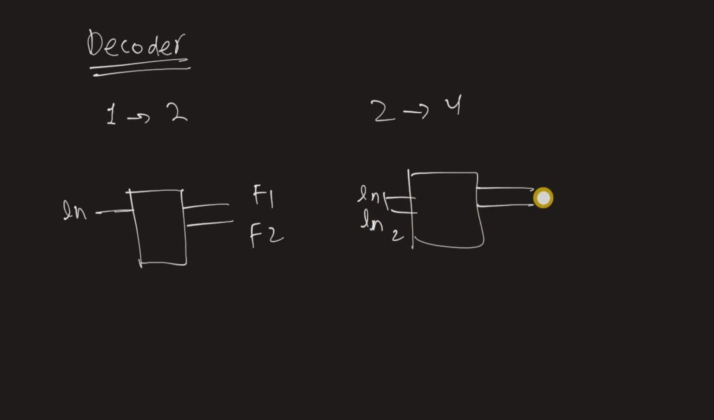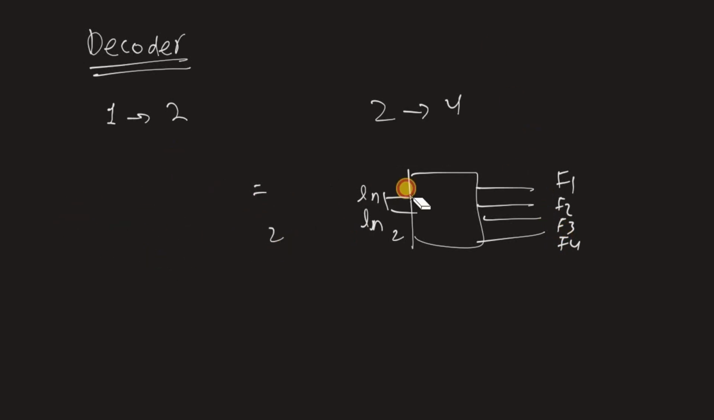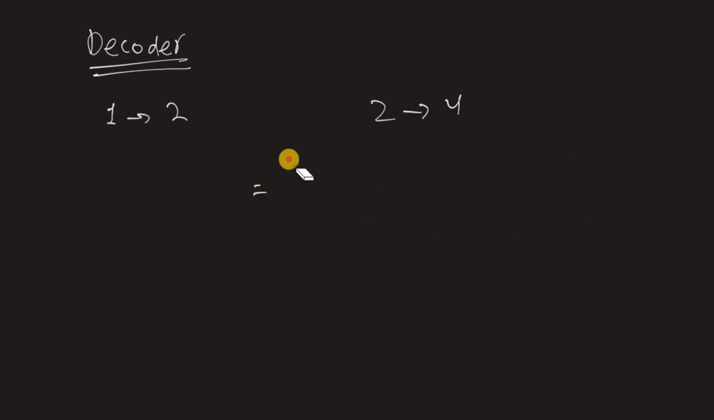So just like that, but you're asked to find the truth table for this. Okay, so how do we do this? It's so simple. If you're asked to find the truth table for the decoder for 1 to 2, you only have one input.